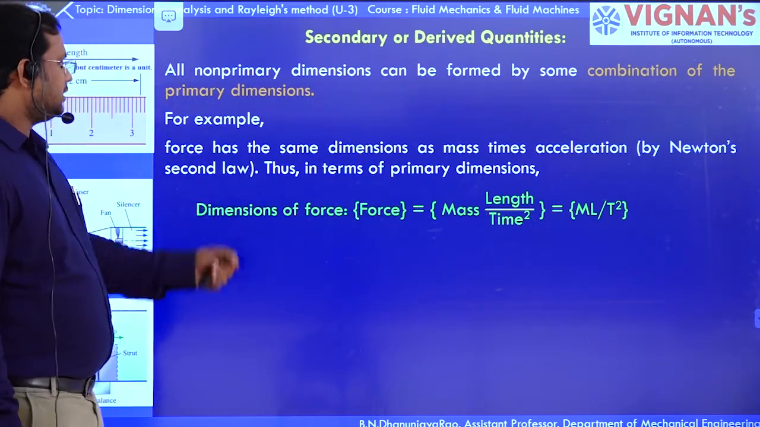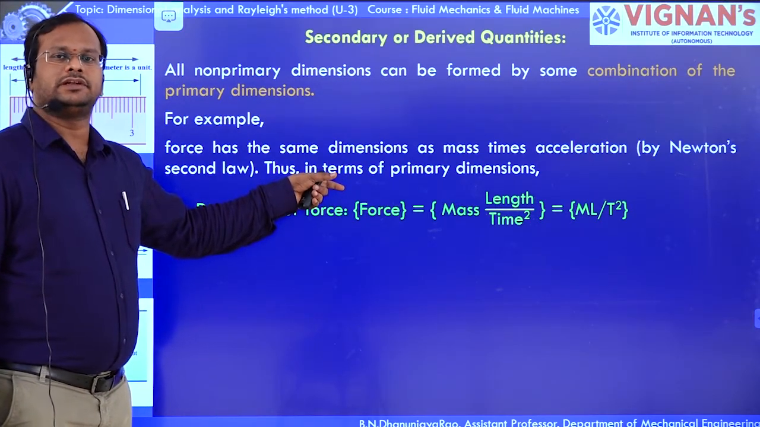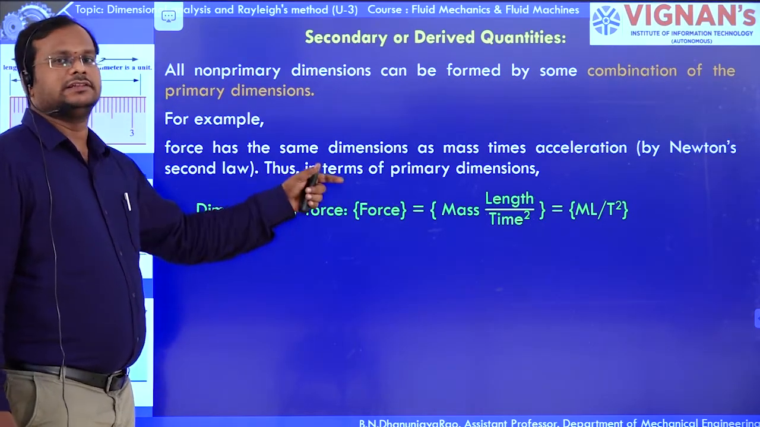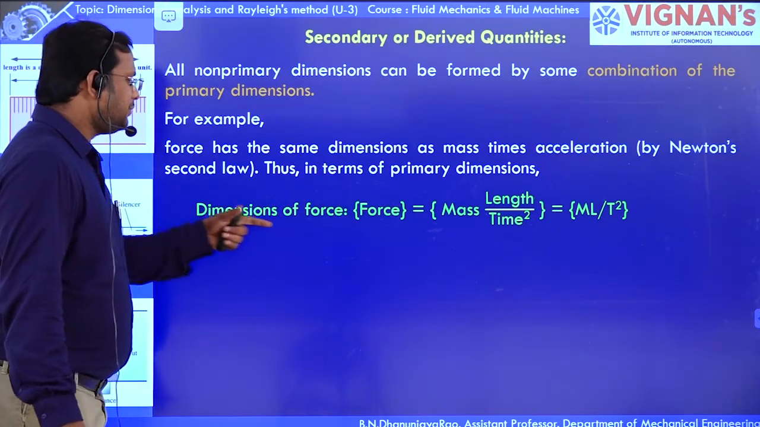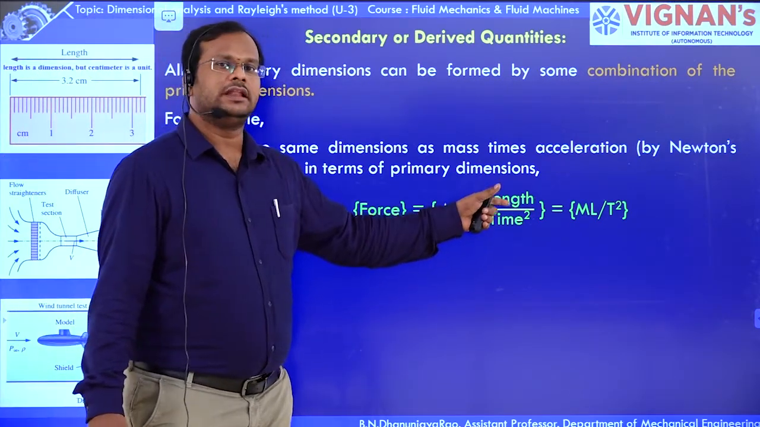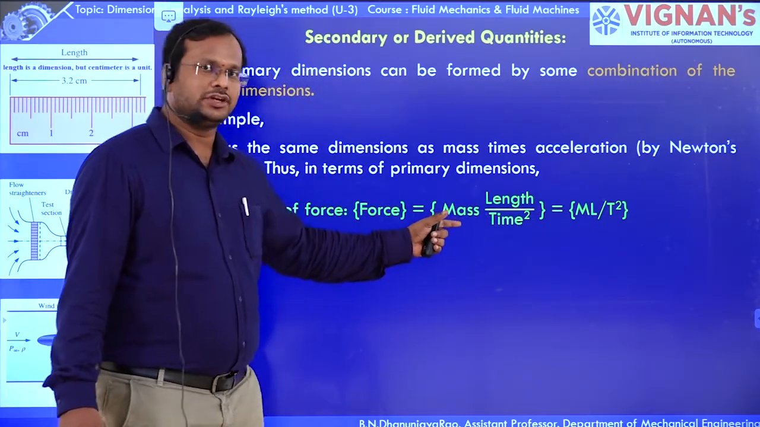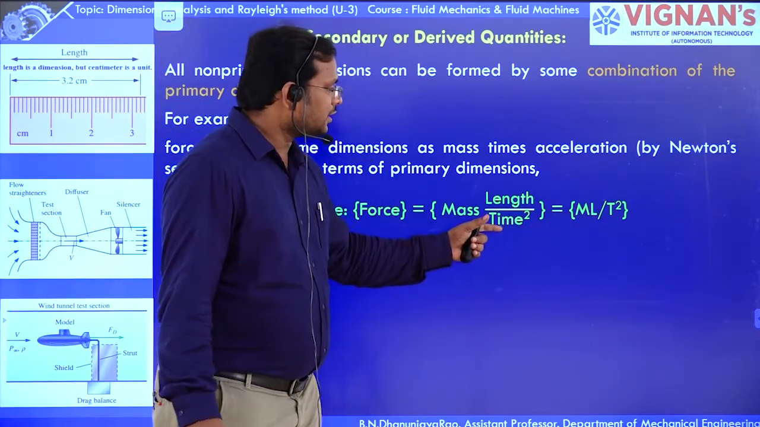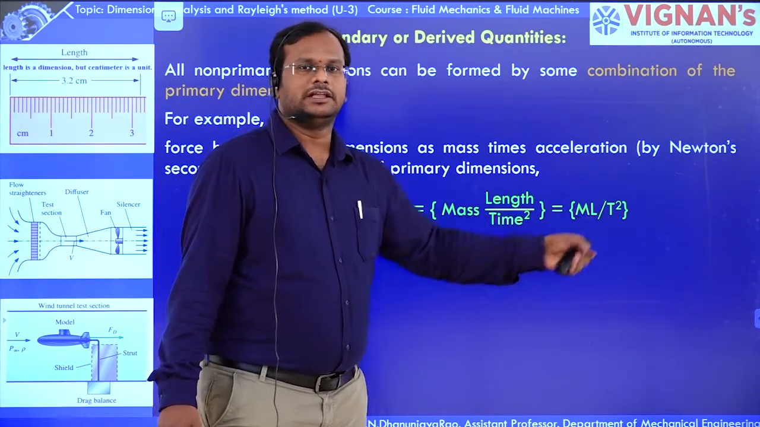By Newton's second law, in terms of primary dimensions, the dimensions are the same on both sides. In the expression F is equal to ma, the dimensions are the same. The dimension of force F is equal to mass times length per time square, which is M L T inverse square, where M is the fundamental dimension of mass, L of length, and T of time.